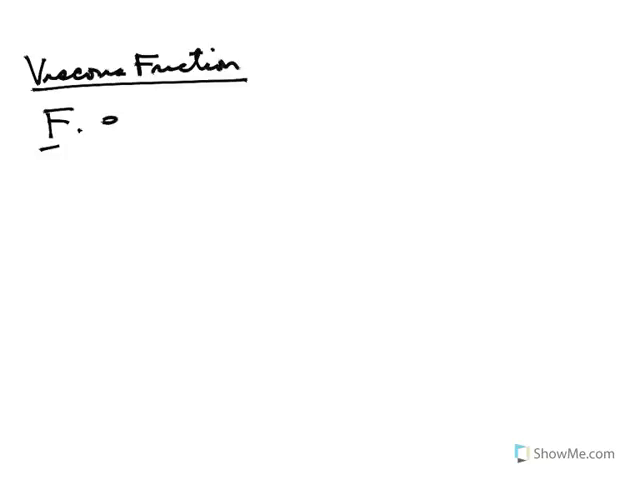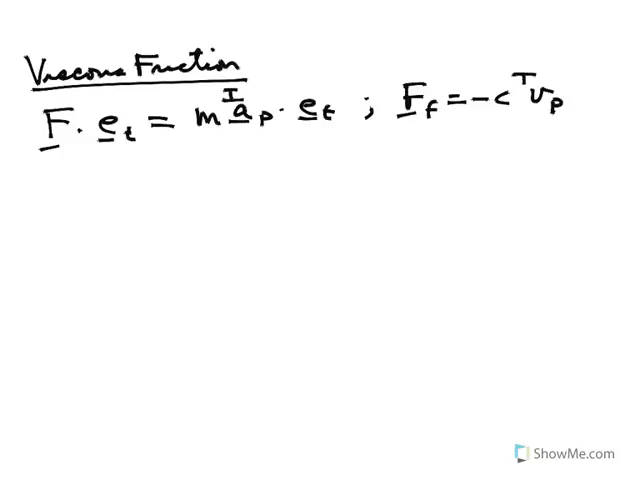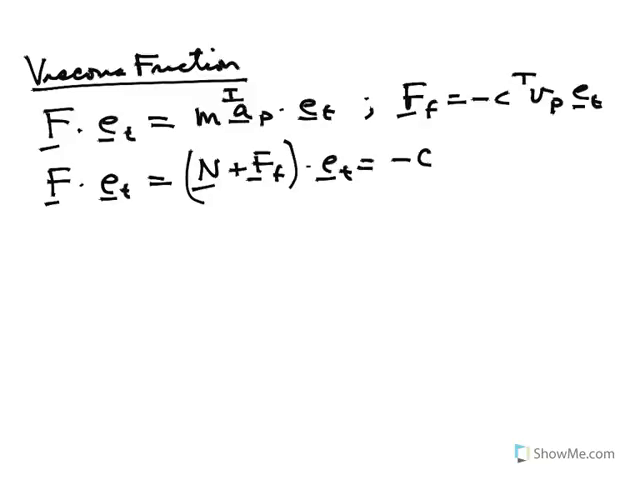So now we're going to go through the two different types of friction. So let's do viscous friction. For viscous friction, we know that the differential equation can be obtained by taking F dotted with ET is equal to the mass times the inertial acceleration dotted with ET. Now in this case, the friction force is equal to minus C times the speed. I already have the speed, I computed it from before. So F dotted with ET, which is equal to N plus F sub F dotted with ET, is equal to minus C times the speed relative to the track, because the normal force dotted with the tangent vector is 0. The mass times the inertial acceleration dotted with ET.